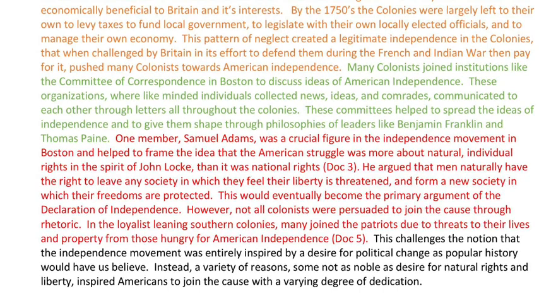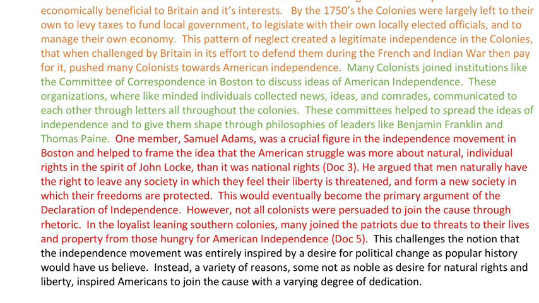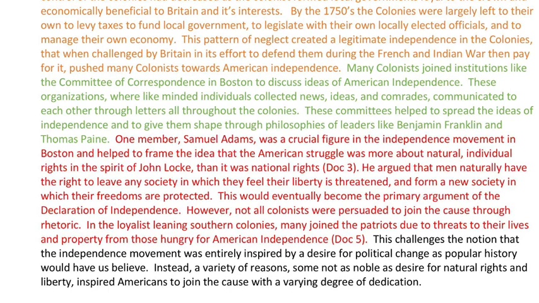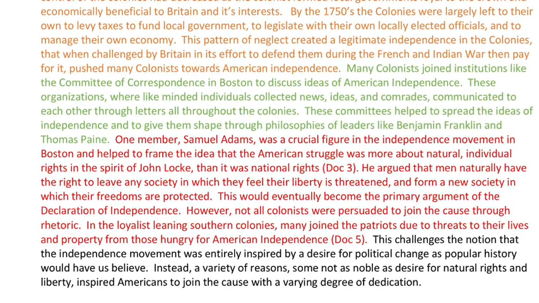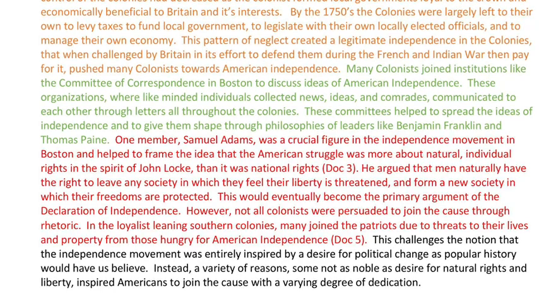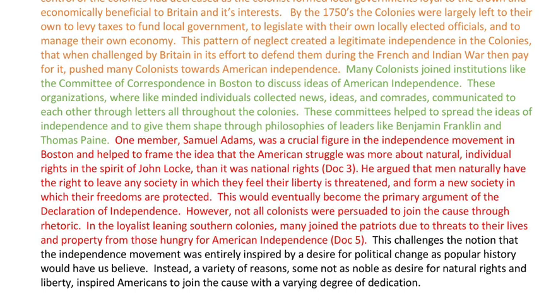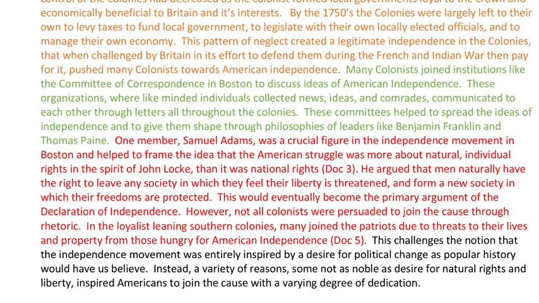So here it is. Many colonists joined institutions like the Committee of Correspondence in Boston to discuss ideas of American independence. These organizations were like-minded individuals who collected news, ideas, and comrades, and communicated to each other through letters all throughout the colonies. These committees helped to spread the ideas of independence and to give them shape through philosophies of leaders like Benjamin Franklin and Thomas Paine. So that's my outside information.